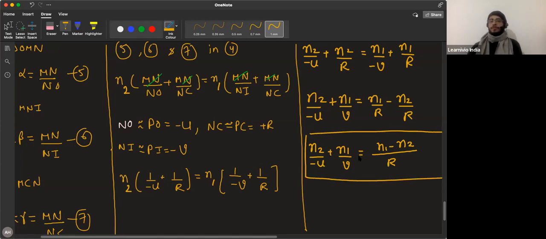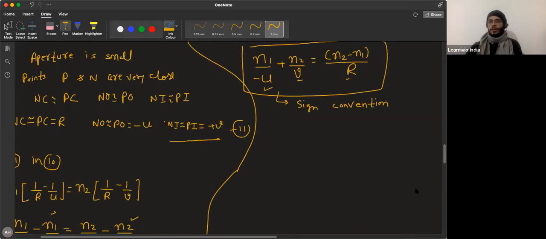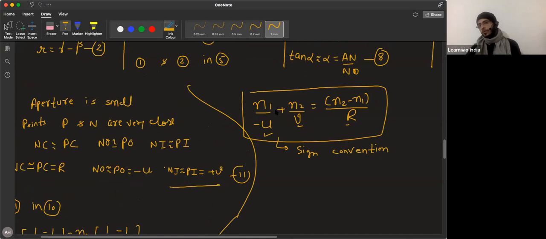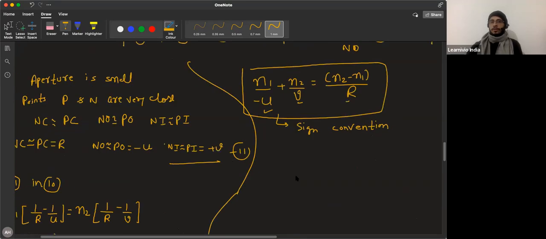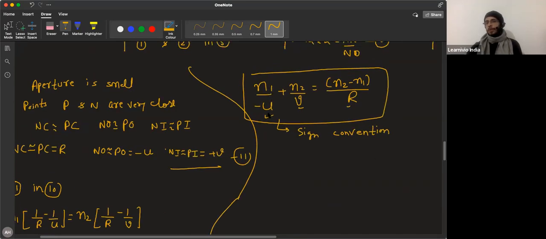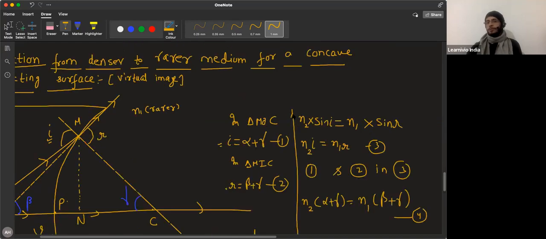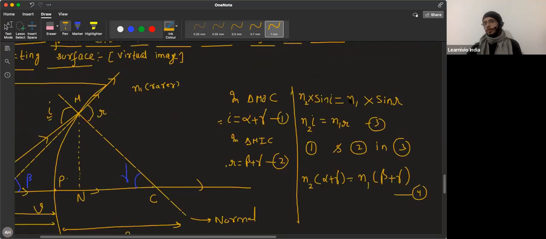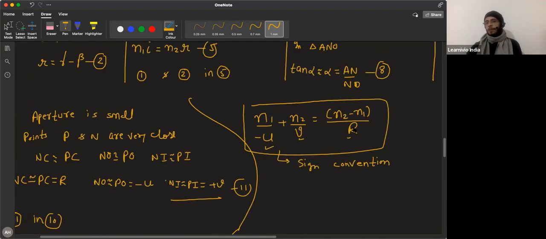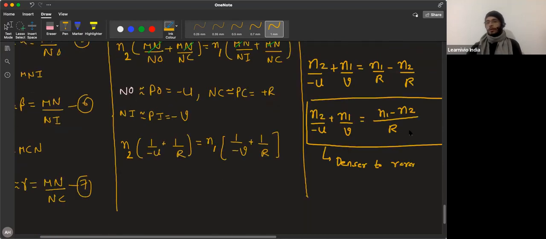This is the relation. See, this is for denser to rarer. In both the relations, the only difference is if in this relation you put 1 instead of 2 and 2 instead of 1, then you will get this relation. See, this is n2 minus n1 by R. This is n1 minus n2 by R. So if you interchange 1 and 2 in the rarer to denser relation, you will get the relation of denser to rarer.